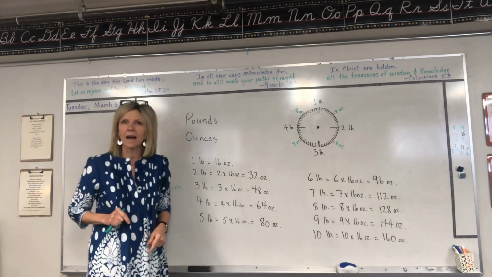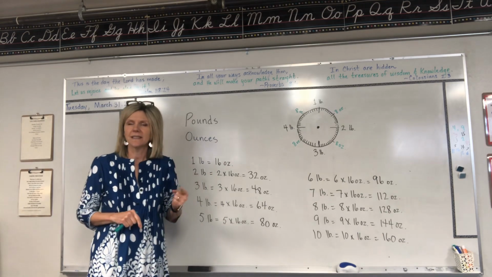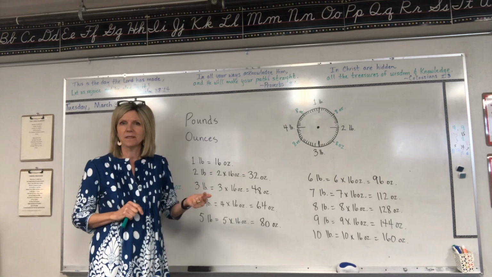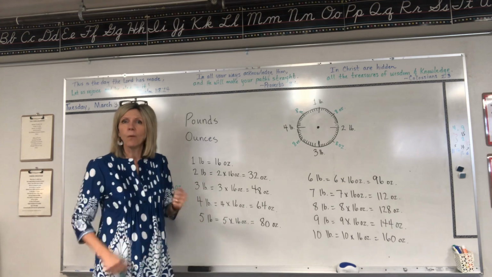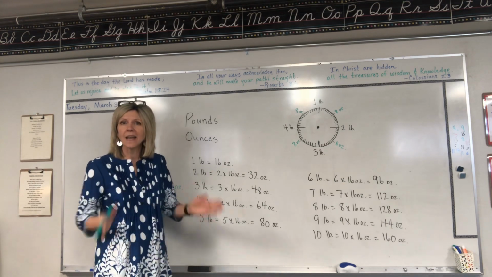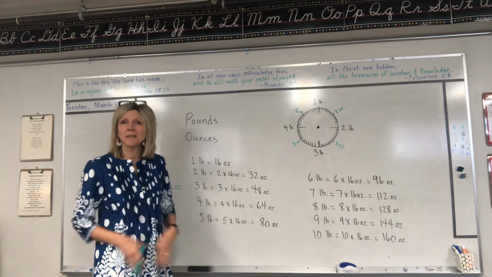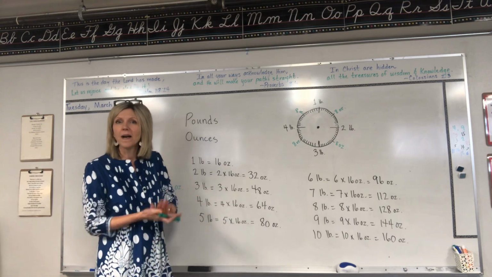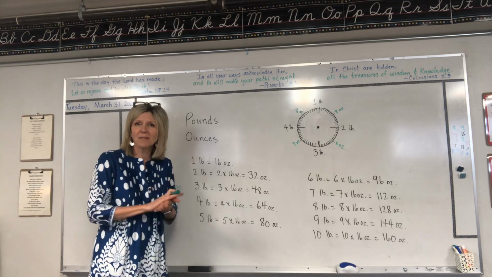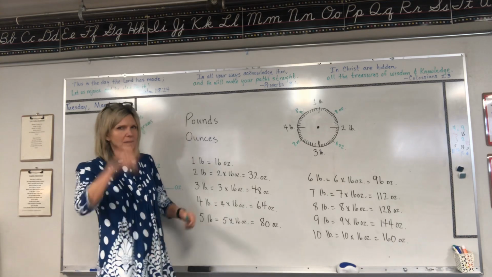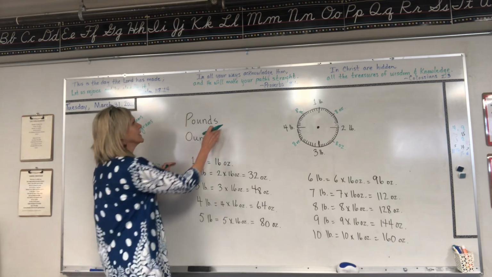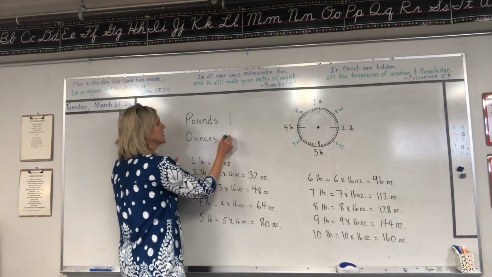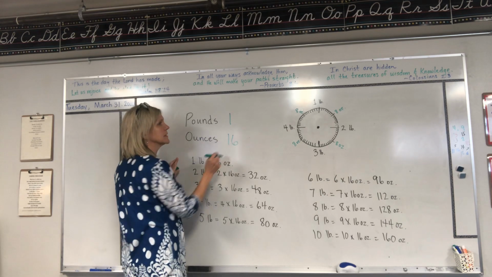Well, 1 pound equals 16 ounces. 16 ounces equal 1 pound. Okay, so pounds, 1 pound equals 16 ounces.